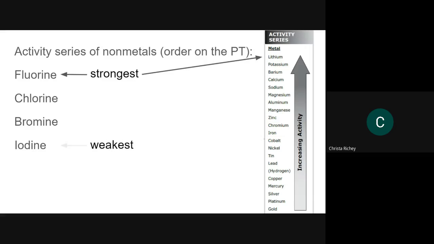The weakest would be iodine. Okay, so iodine can't kick anything out. All three of these can kick out iodine. So it's the one everybody picks on. And on the metal side, that is gold. Gold is the weakest of the metals on the chart. So everything that's above gold would be able to kick gold out. And then gold would be by itself. You just have to figure out where they are.